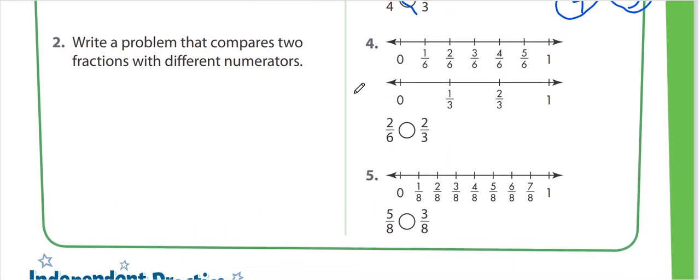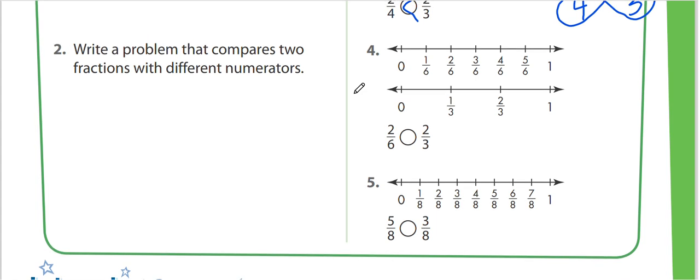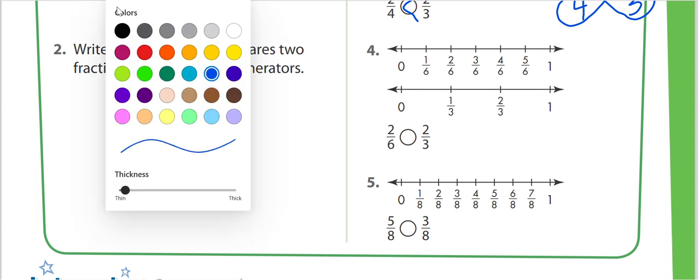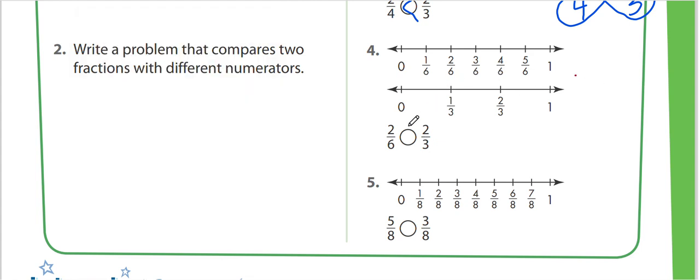On number 4 here, it's going to be the exact same idea. They've already made the number line for you. So my first fraction is 2/6. This number line up here shows 2/6. Let me change my color just so it doesn't get confusing. With the 2/6, use the number line up above. Where is 2/6 on the number line? Well, that's right here. And then my next one is 2/3 here. Which fraction is closer to 1 whole, 2/6 or 2/3? 2/3 is, so 2/3 is greater than 2/6.